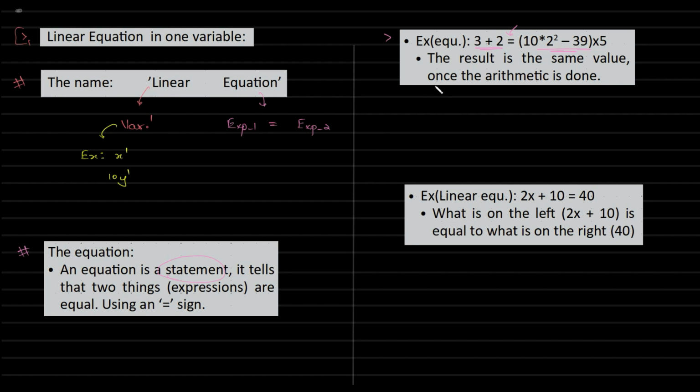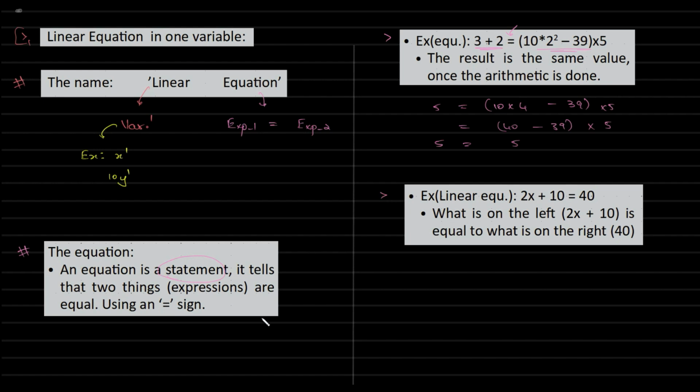So let me explain this. See, this looks weird, I agree, but they are equal. How? 3 plus 2 is 5, and on the right hand side we have 10 into 2 square is 4, minus 39 into 5, and this is 40 minus 39 into 5. 40 minus 39 is 1. 1 into 5 is 5. So 5 is equal to 5. So yes, these two are equal. They are different expressions altogether, but they are equal.